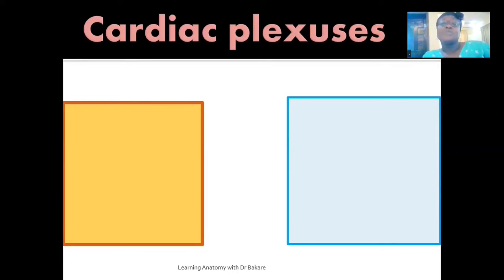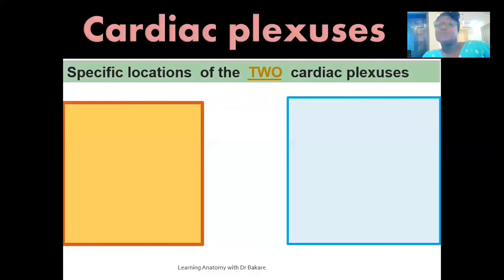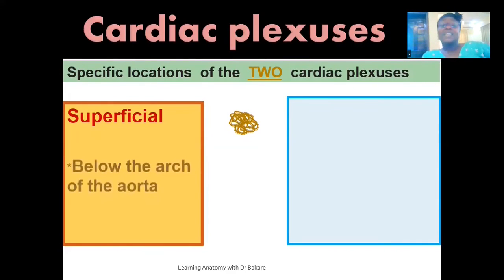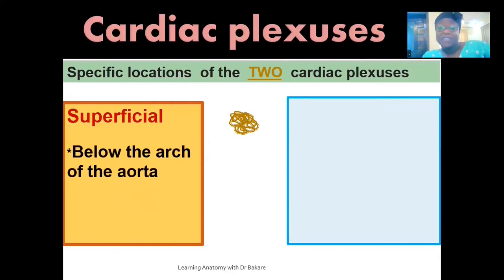We know that we have two cardiac plexuses. We have the superficial and the deep cardiac plexuses. For the superficial cardiac plexus, this is the specific location where it is seen. Let's say this is the configuration of the superficial cardiac plexus. For it to be superficial, it means it needs to be superficially placed. So it is seen to be located below the arch of the aorta. This is the arch of the aorta here, highlighted in red. So it is seen to be located below the arch of the aorta.